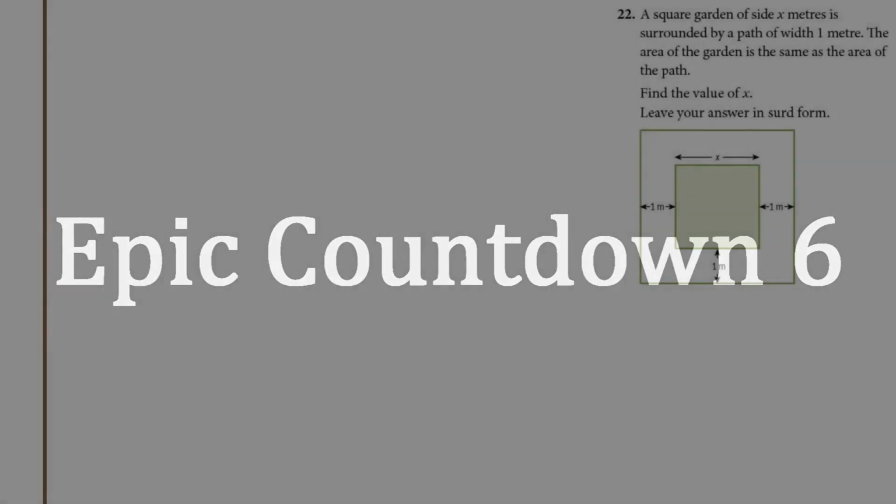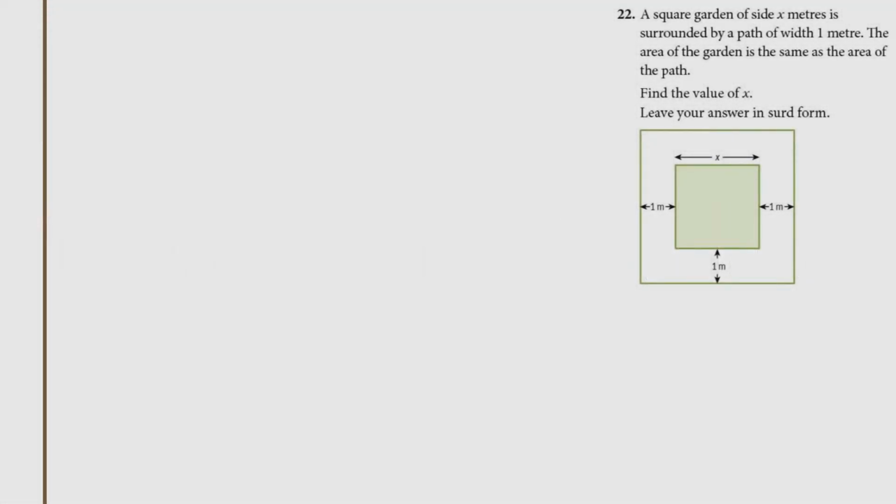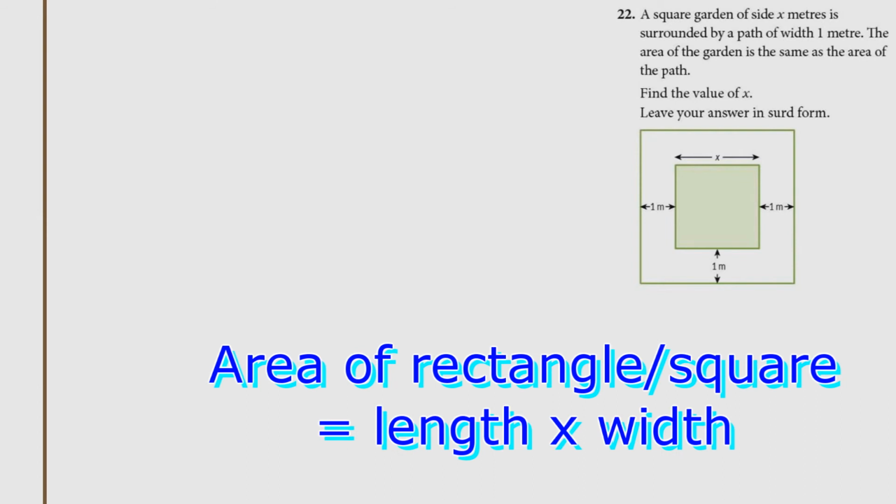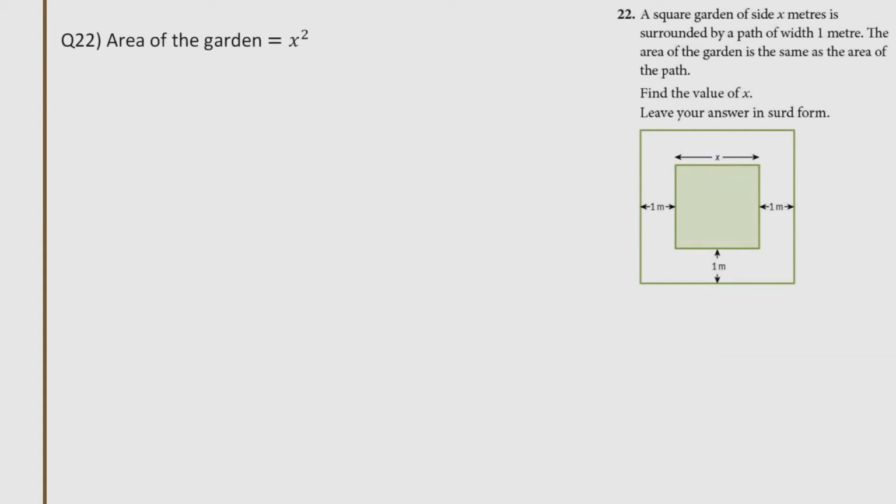Now the key here is that the area of the garden is equal to the area of the path. So what is the area of the garden? Well, the area of the garden is basically x multiplied by x, isn't it? Because it's a square, length multiplied by height. Yes, so it is x times x, which is x squared.